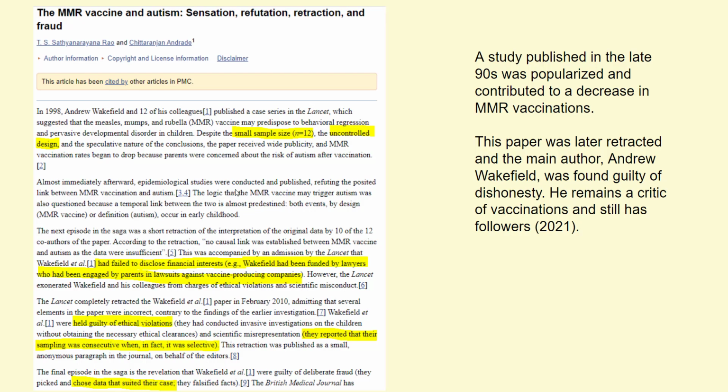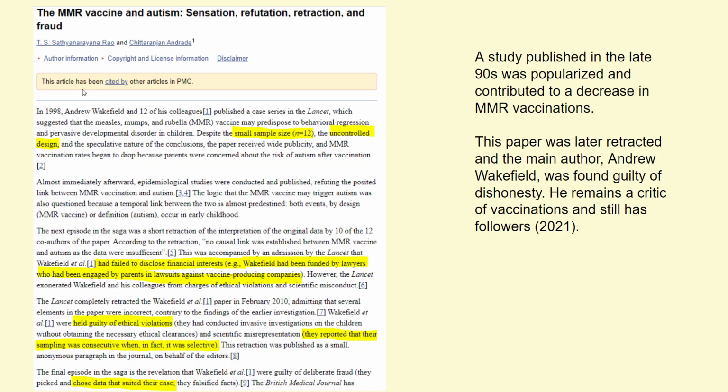To get a better understanding of what we look for in scientific studies, we're going to take a look at 2 retracted studies. The first study here is linked in Blackboard. This is comments referring to the retracted article about a study that was published in the late 90s. This was popularized by many rich benefactors and contributed to a decrease in MMR vaccinations that we see to this day.